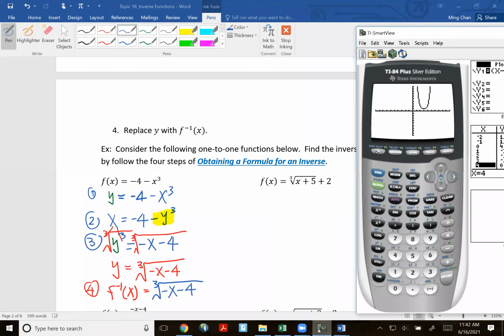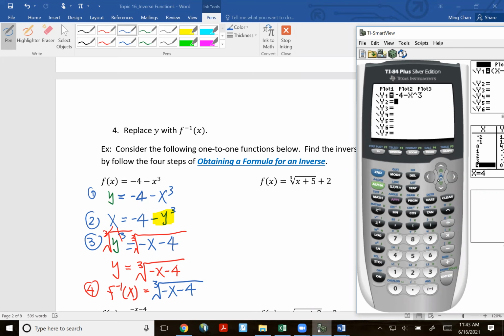Okay, so I'm gonna go to the calculator. I'm gonna type in the original function, -4 minus x to the third. All right, I'm gonna graph it. That's the original function, a cubic function. Imagine every single x and y coordinate having its numbers interchanged, then you come up with its inverse. This is a one-to-one function, so that's why we can follow the 4 steps and find its inverse function.